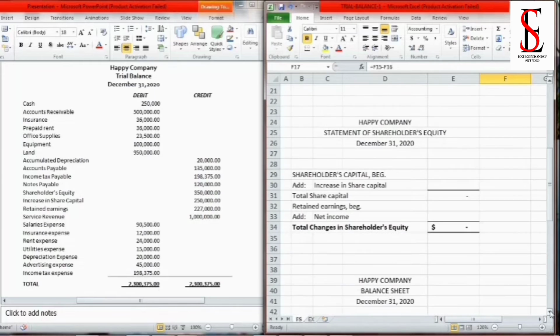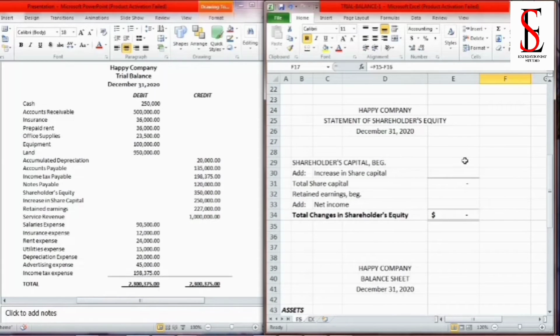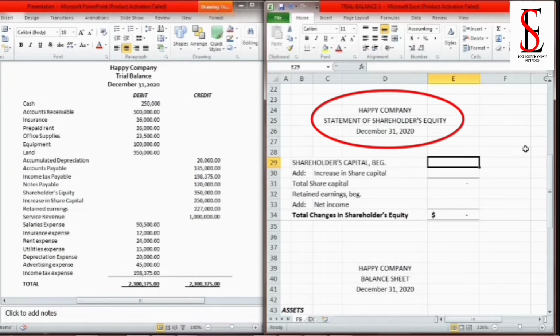So after that, we will prepare the statement of shareholders' equity of Happy Company. Okay, so just like we did earlier, company name, Happy Company, then title of the financial statement, which is statement of shareholders' equity, in the year ended or the period ended, which is December 31, 2020.